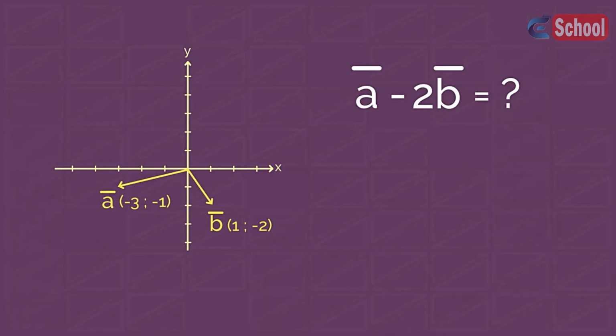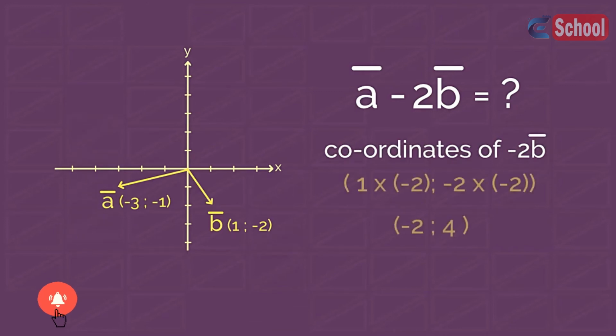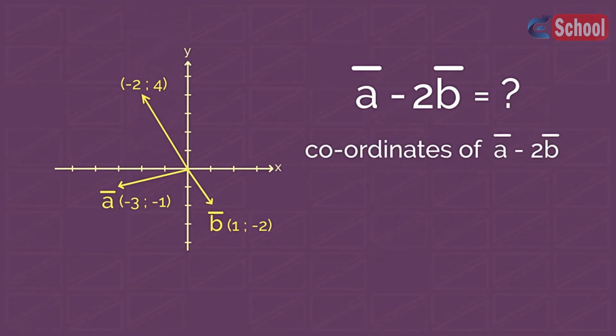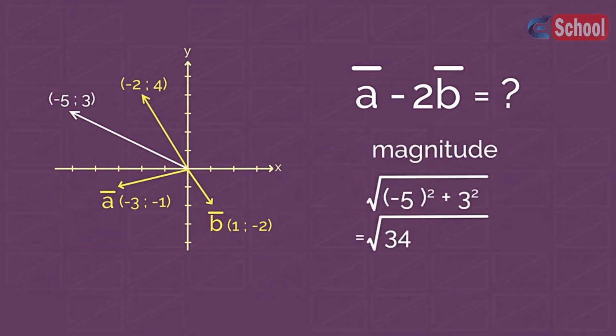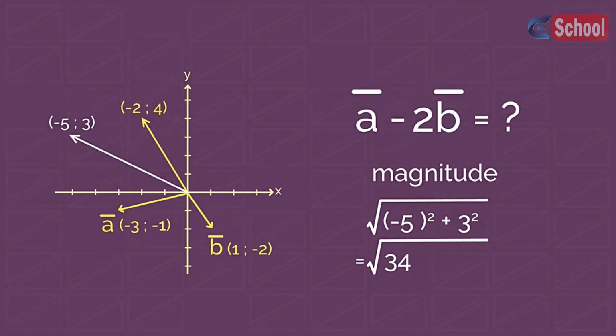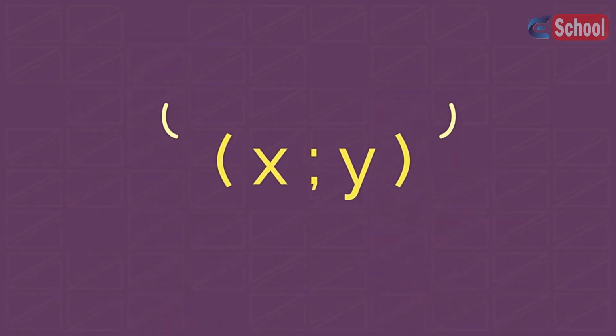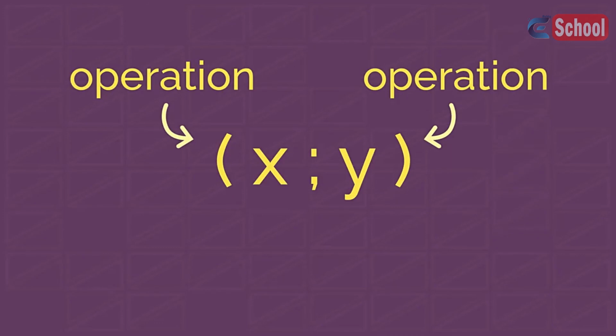We can analyze it even without drawing, as it's one of the features of vectors we already know. First, we find the coordinates of vector minus 2b. Then the coordinates of vector a minus 2b. And finally, the magnitude of this vector. Pretty easy, isn't it? We simply completed the same operation with each of the coordinates.